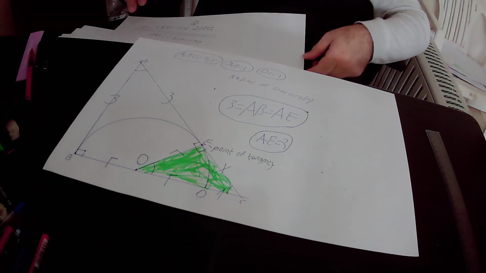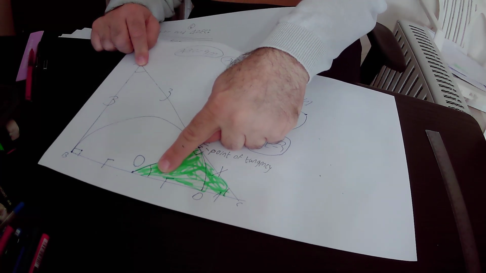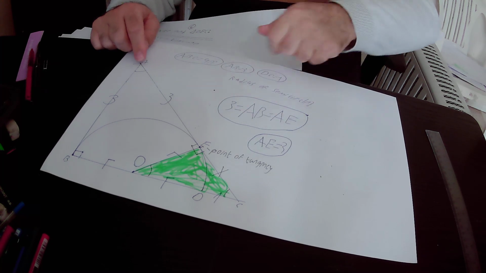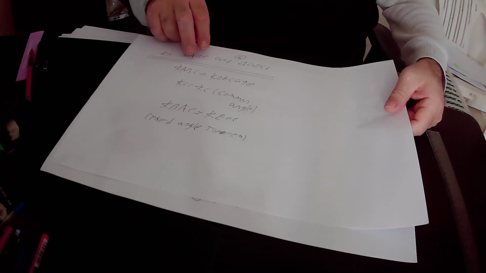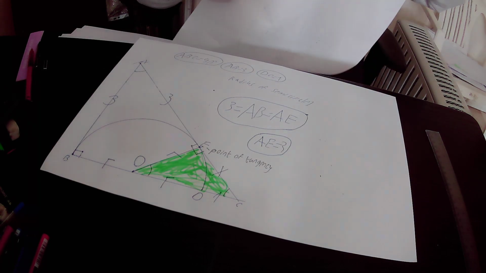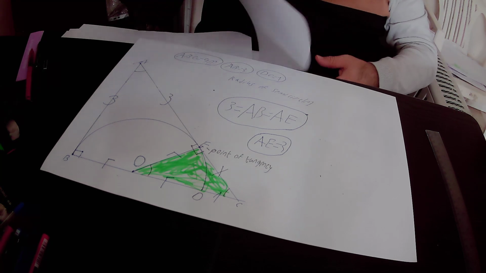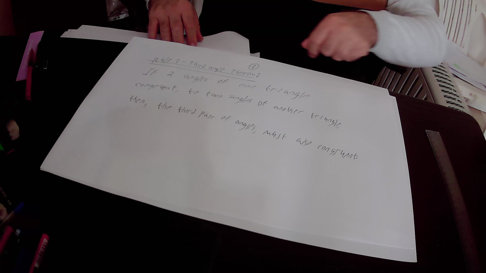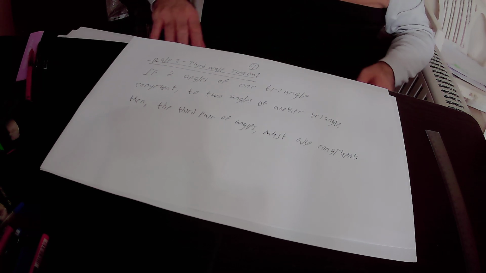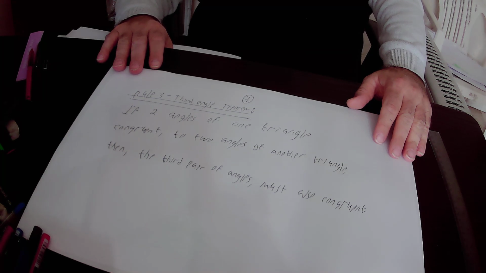And we also proved that those two angles are equal to each other according to the third angle theorem. Okay, angle BAC equals angle EOC according to the third angle theorem. So what is the third angle theorem? The third angle theorem states that if two angles of one triangle are congruent to two angles of another triangle, then the third pair of angles must also be congruent.